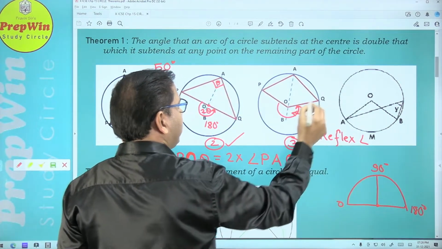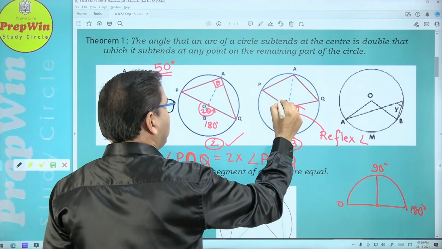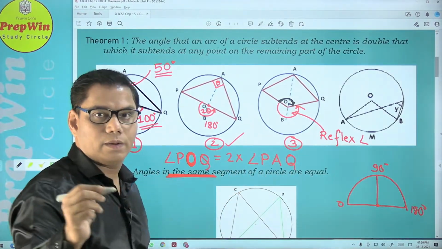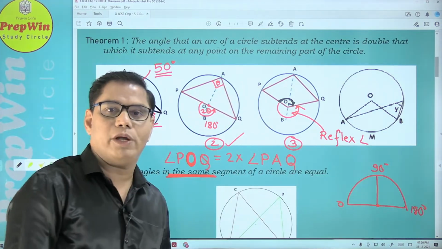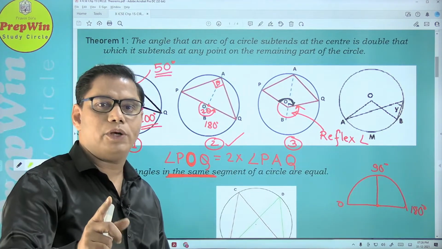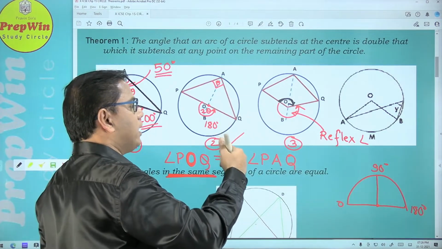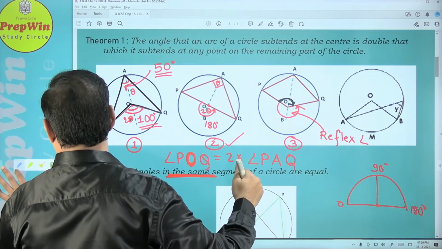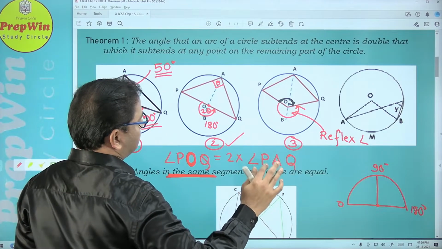Reflex angle POQ. When I say reflex angle POQ, you are not going to think about the angle which I am marking with black ink. That is angle POQ. When I say reflex angle POQ, the other part of the angle, which is more than 180 degree, is called a reflex angle. Is it fine?